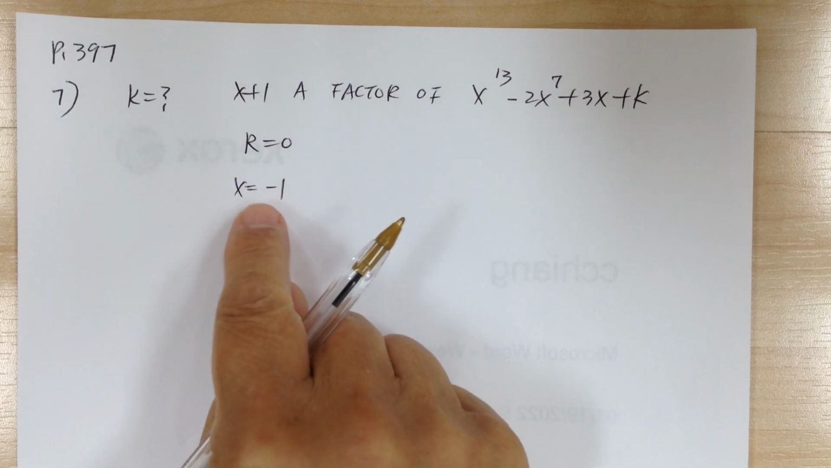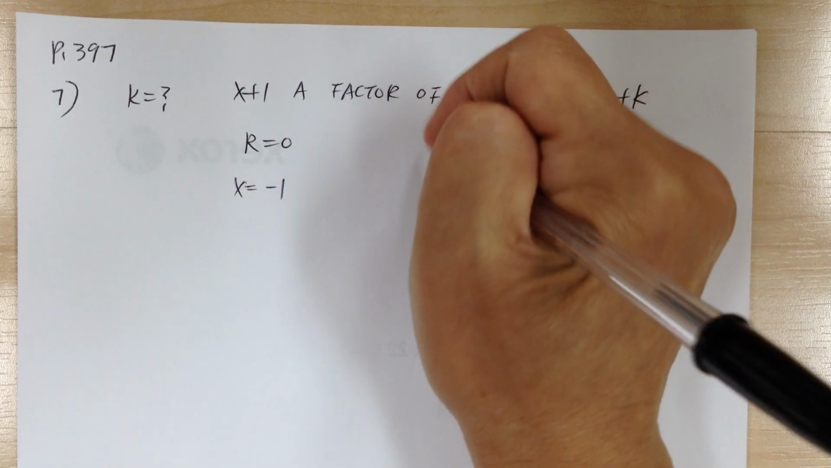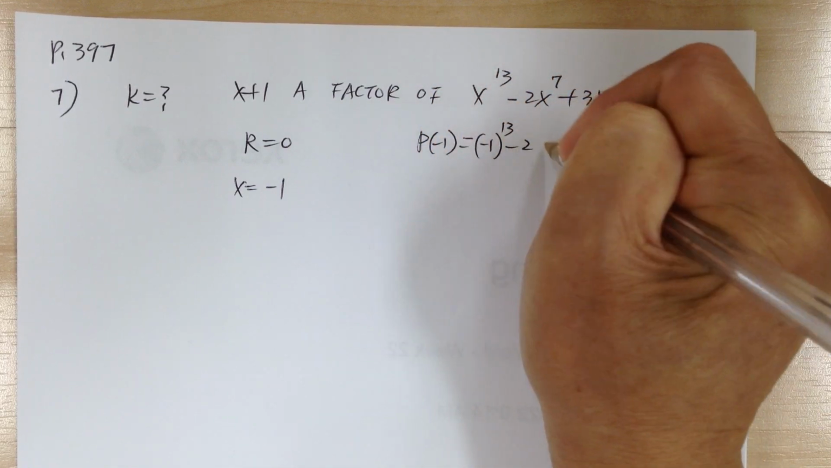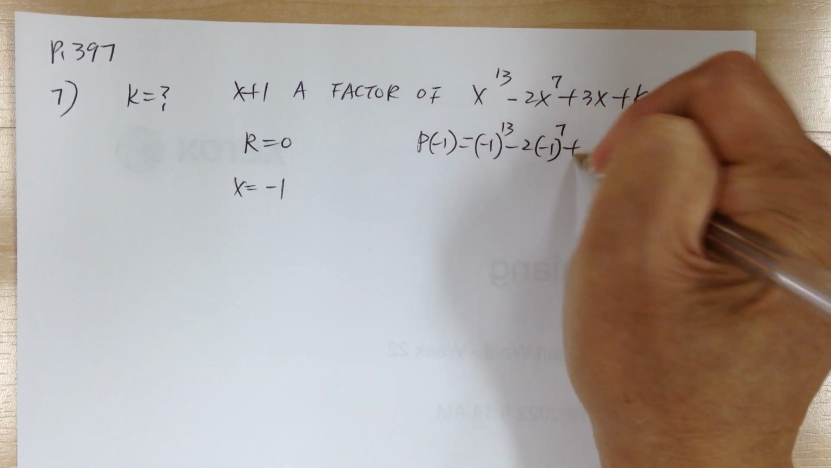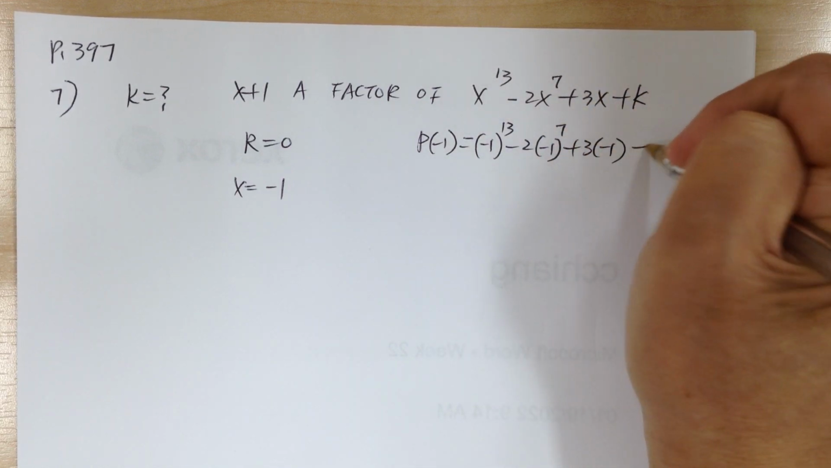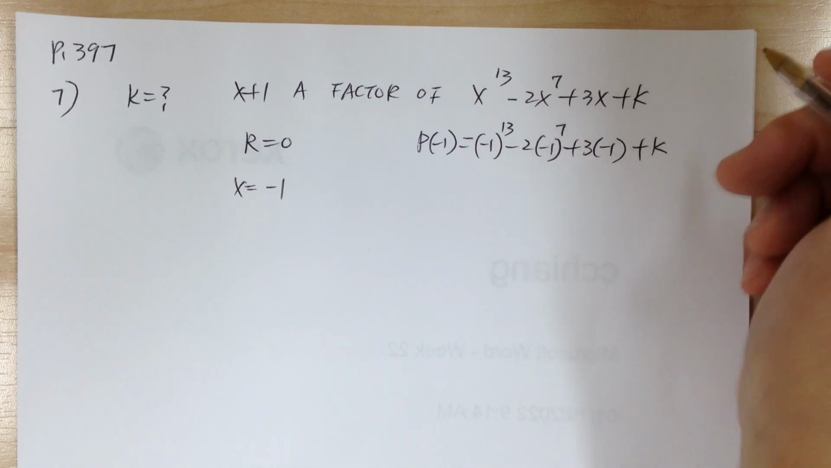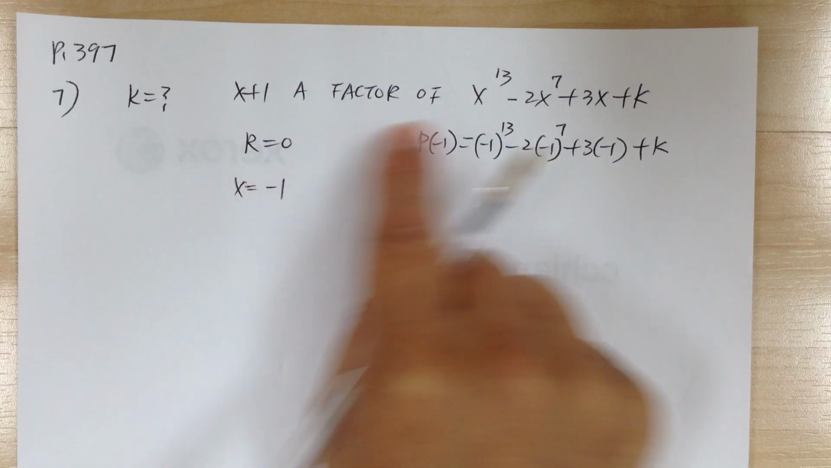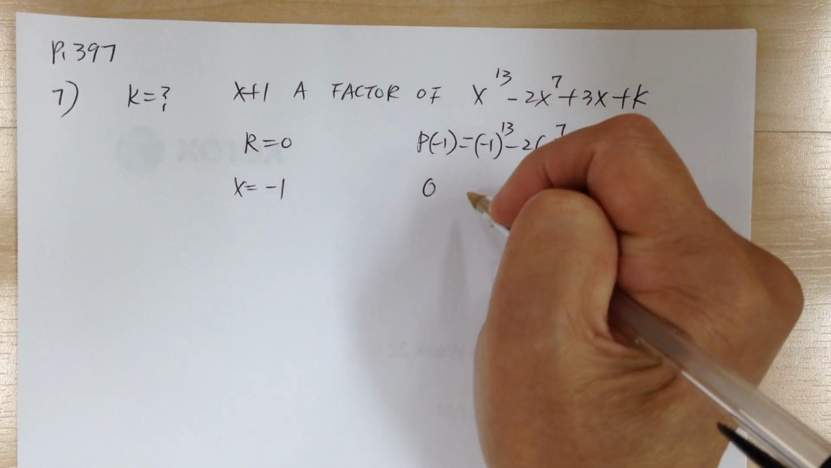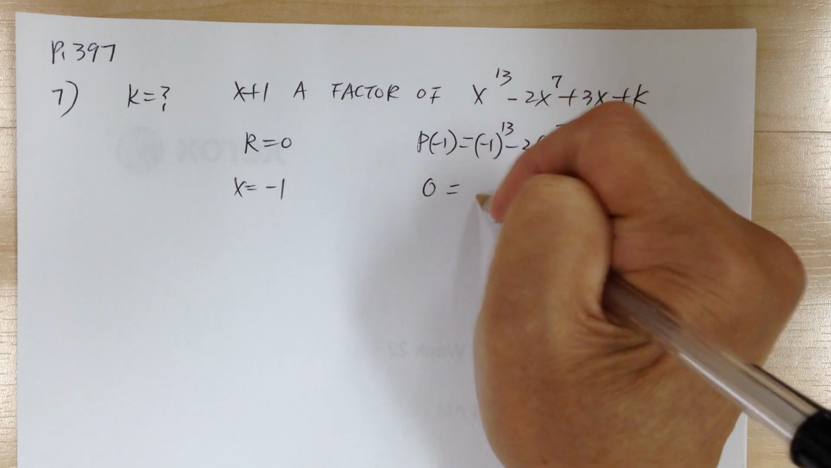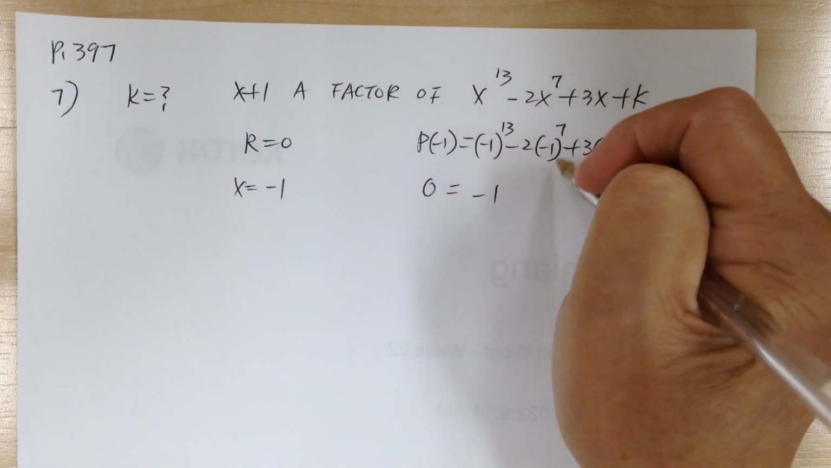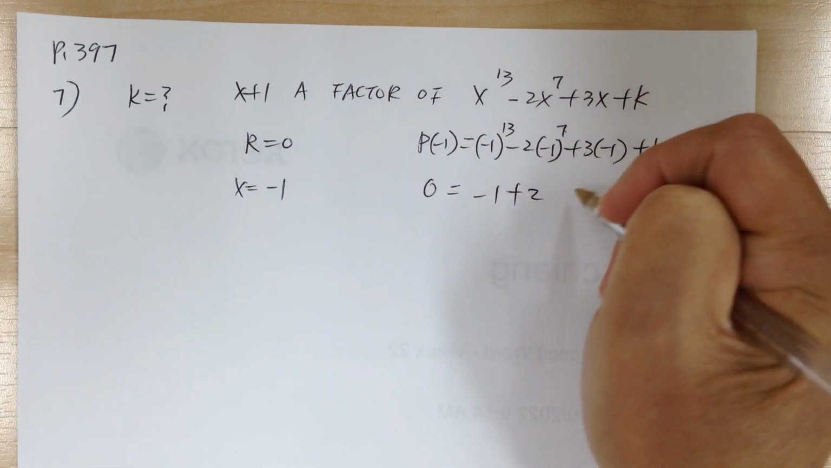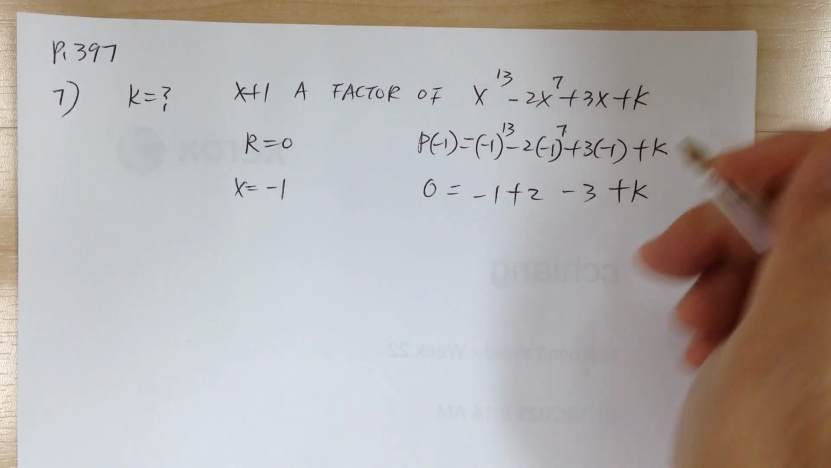So you want to evaluate at x equal to -1. So p of -1 will equal -1 to the 13th power minus 2 times -1 to the 7th power plus 3 times -1 plus k. And again, you want this to be a factor of that. That means your remainder has to be equal to 0, so your evaluation has to equal 0. So this will give you -1: -1 to the 13th power is -1. -1 to the 7th power is -1, times -2 is plus 2. This would be -3 plus k.